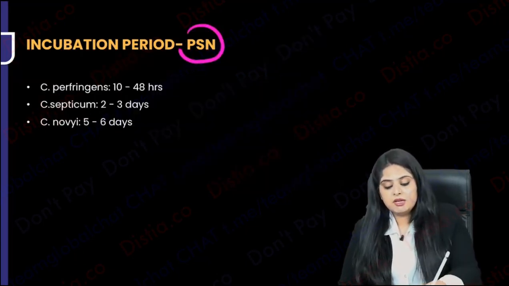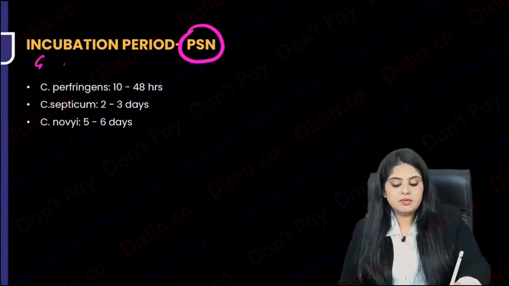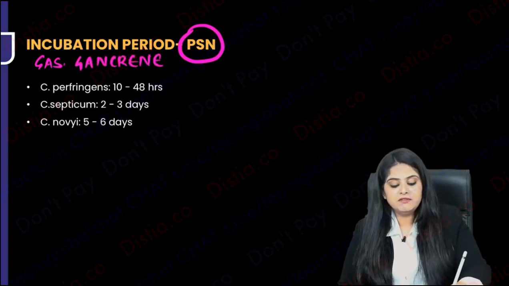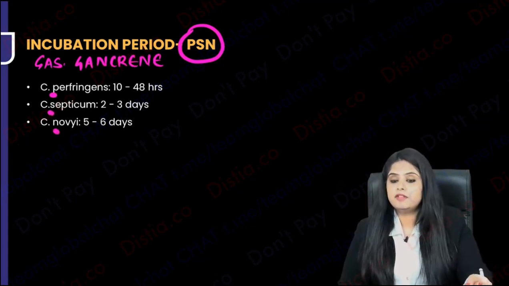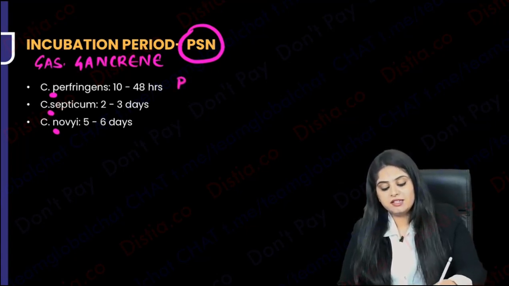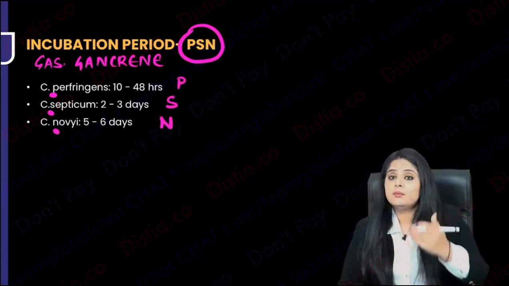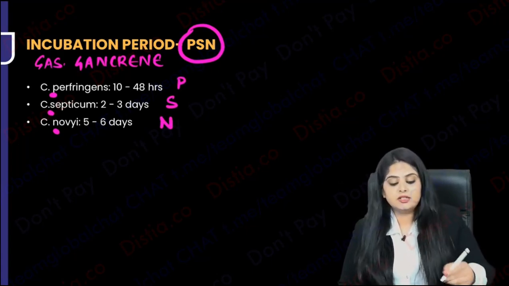No. Remember, gas gangrene is caused by PSN, not PSM. It is PSN. Okay, gas gangrene is going to be caused by PSN. P for perfringens, we know. Septicum and novi. Perfringens, septicum, novi. Why have I said that you have to learn it as PSN? Because you will see that the incubation periods are increasing.